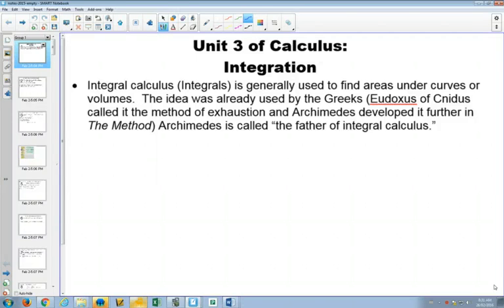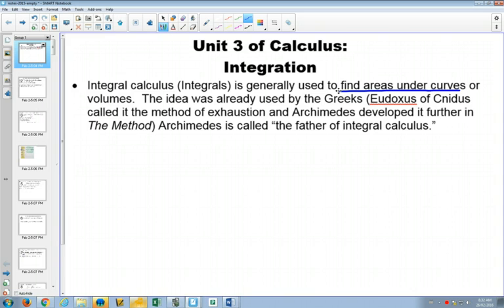All right, integration. Now, whereas derivatives were finding slopes of tangents, and then we saw some crazy applications we could do with that, integration, integrals, is to find area under curves.